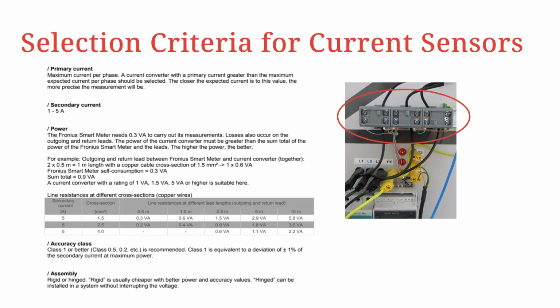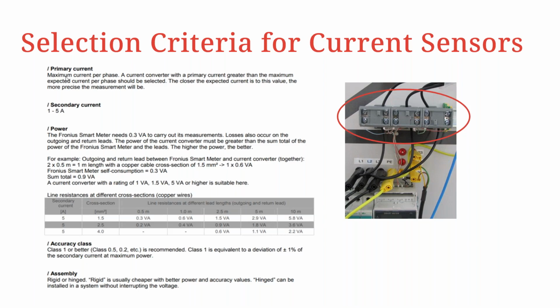Selection criteria for your current sensors. On your primary current, so maximum current per phase, the current converter with a primary current greater than the maximum expected current per phase should be selected. It's always important that the closer the expected current is to the value, the more precise the measurement will be. Also on the power side, the smart meter needs 0.3 VA to carry out its own measurements. Losses can also occur on the outgoing and returning leads.